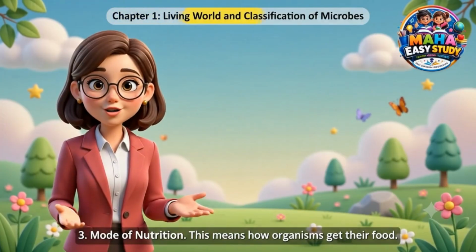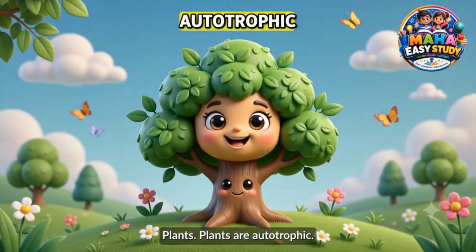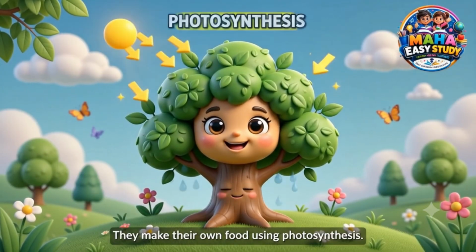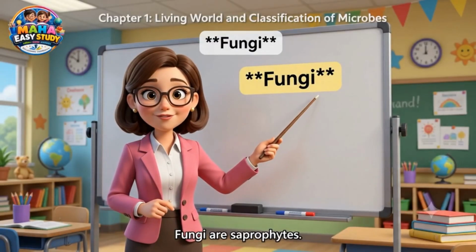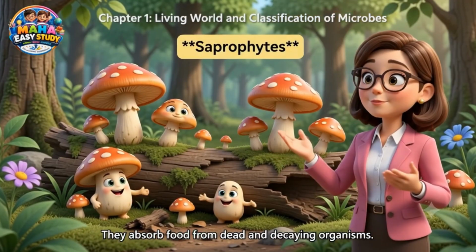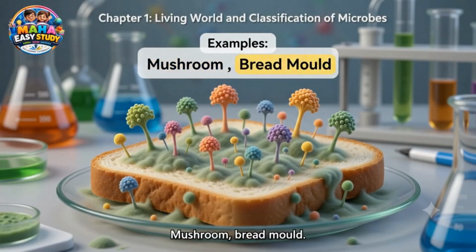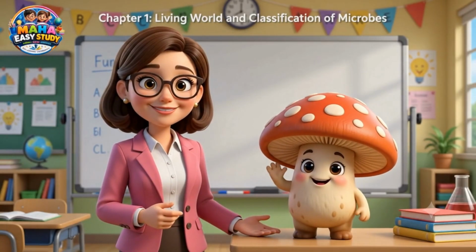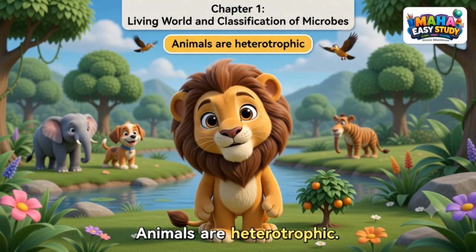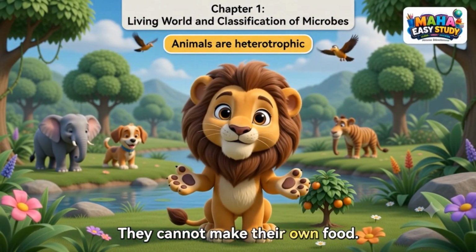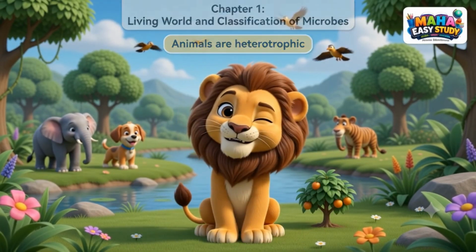3. Mode of nutrition. This means how organisms get their food. Plants are autotrophic. They make their own food using photosynthesis. Fungi are saprophytes. They absorb food from dead and decaying organisms. Examples: mushroom, bread mold. Animals are heterotrophic. They cannot make their own food. They eat plants or other animals.